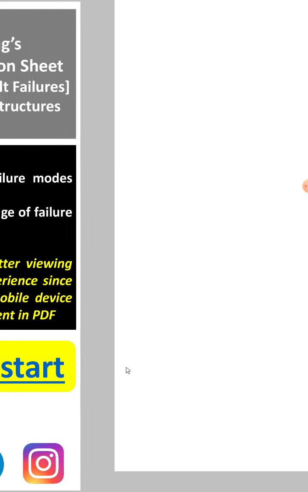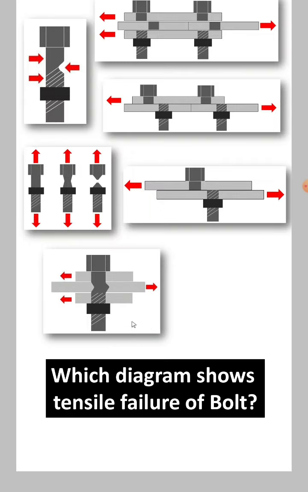Okay, let's click this. Alright, what are we dealing with? Which diagram shows tensile failure of bolt, and we have been provided with 1, 2, 3, 4, 5, 6 modes of failure. All these 6 pictures are representing failure of a bolt in a joint. Now let's focus on the words tensile failure. Now see this diagram, this one, this one, this one. No, now see this one.